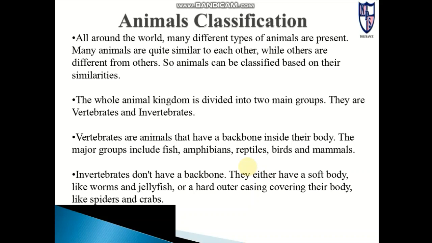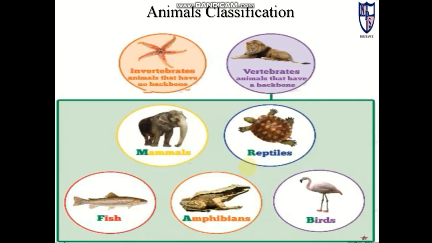Vertebrates are animals that have a backbone inside their body. The major groups include fish, amphibians, reptiles, birds, and mammals. Invertebrates don't have a backbone. They either have a soft body like worms and jellyfish, or a hard outer casing covering their body like spiders and crabs. Animals classification. Look at the picture of animals classification.